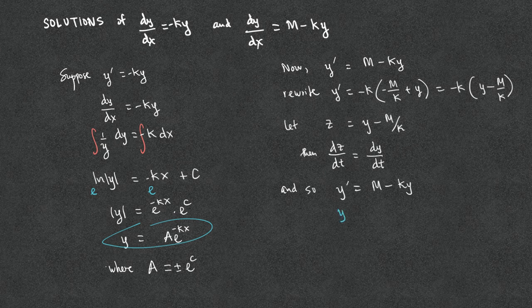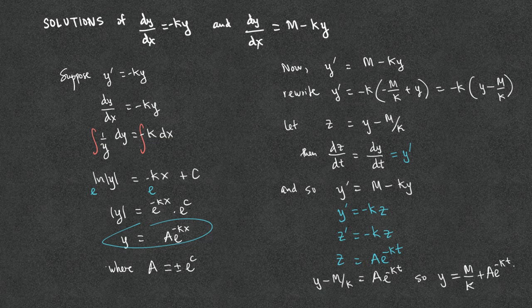And so y prime equals m minus ky can be rewritten as y prime equals negative kz. Remember, dy/dt is y prime. But y prime equals z prime, so z prime equals negative kz. But we solved this differential equation earlier. The solution is z equals a e to the negative kt. But z is y minus m over k, and so to isolate y, we have y equals m over k plus a e to the negative kt.